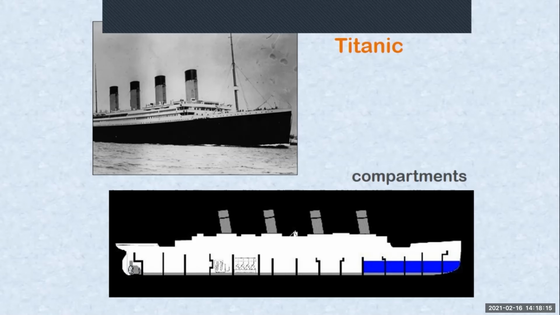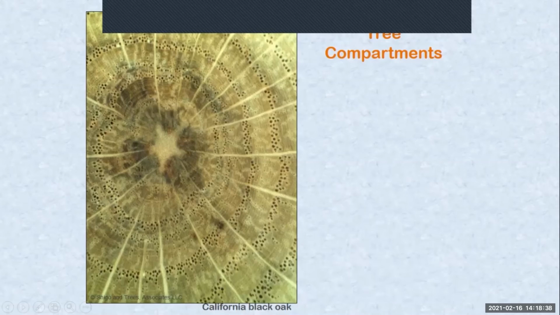In ships, you have compartments below the deck. And these compartments help to prevent movement of water from compartment to compartment if there is a hull breach, because there are walls here. And trees also have compartments. You can even look at the cross section here and you can see these little compartments in the wood of trees.